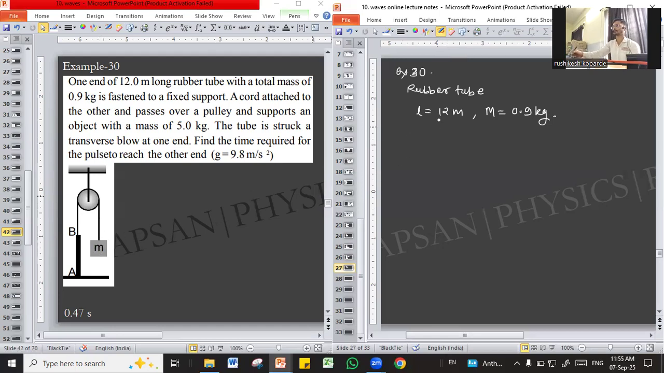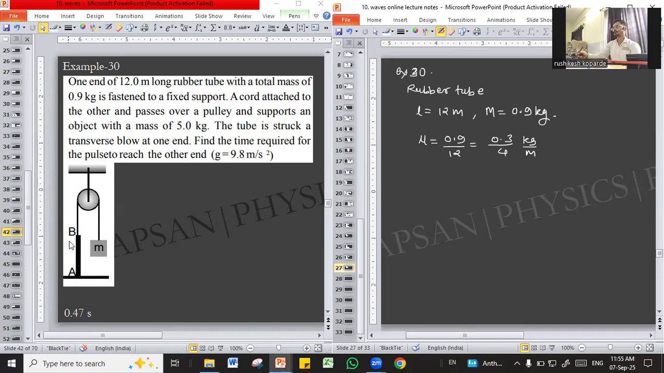Now, here we have data of the rubber tube. So what is the mass per unit length of the rubber tube? It is the mass of the rubber tube upon the length of the rubber tube. So it will be 0.3 upon 4 kg per meter.